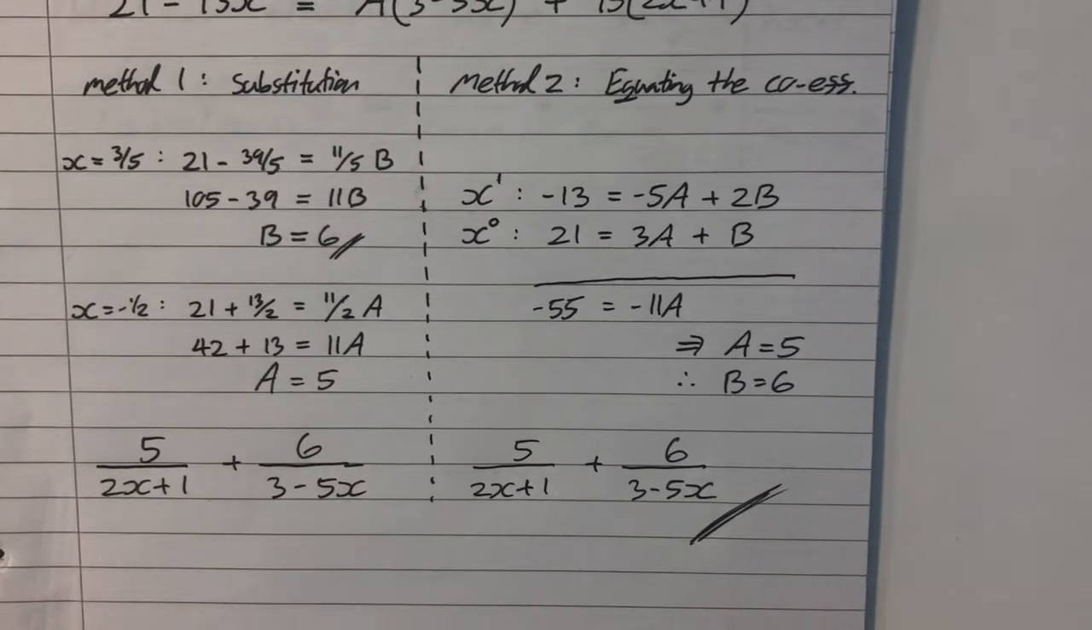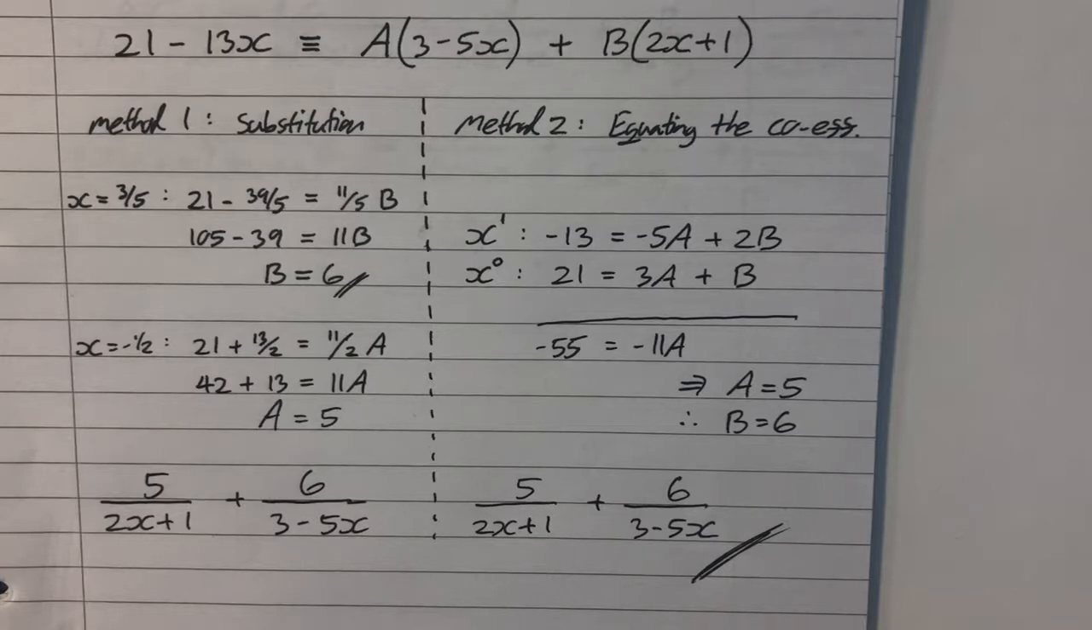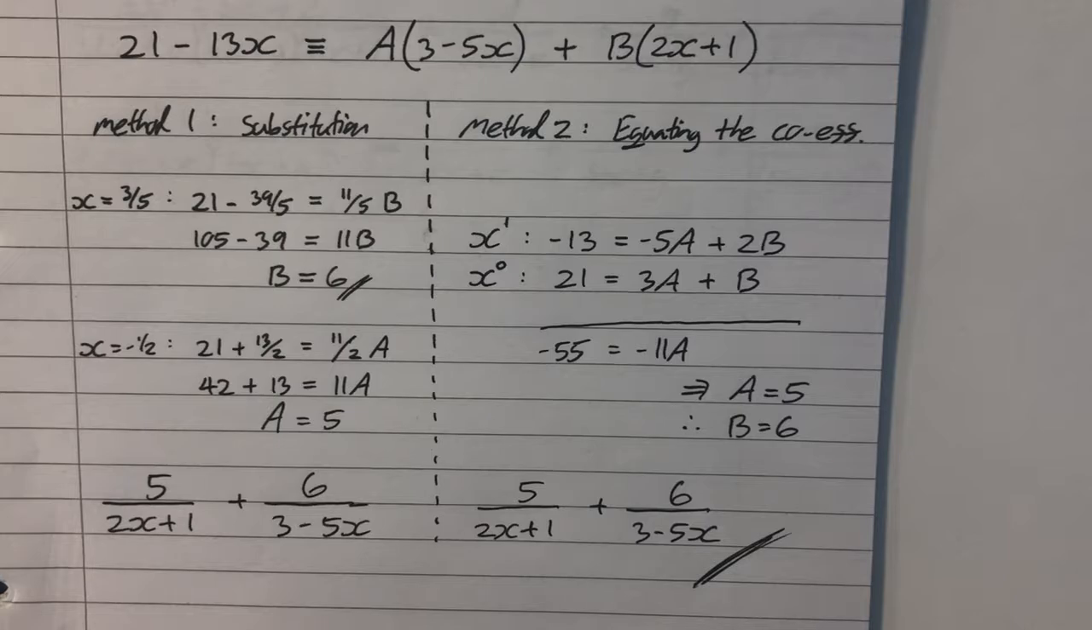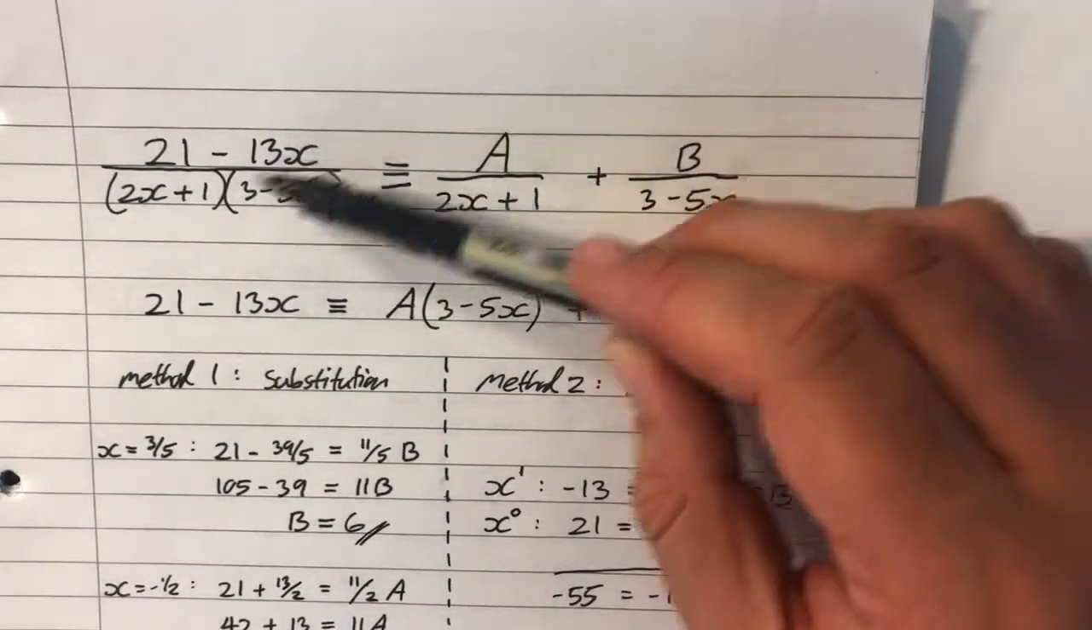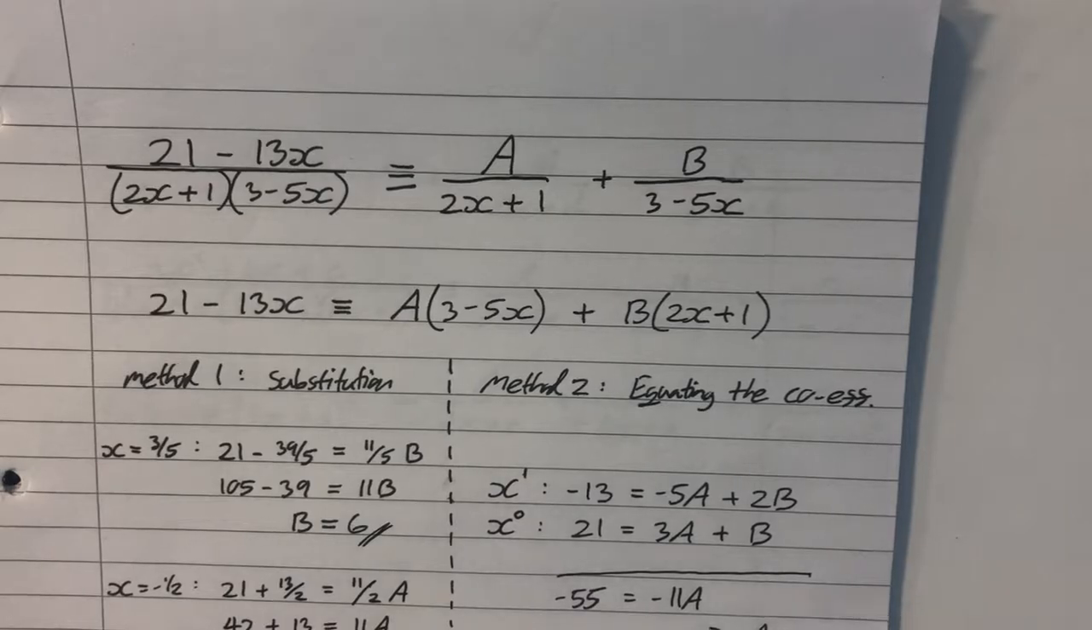So whichever method you choose, they both come to the same solution, and the exam will never ask you for a particular method, so you are at your leisure to choose which you prefer. So that's one type of partial fraction. So that's if you have a linear divided by the product of two linears. Other ones you need to be aware of.